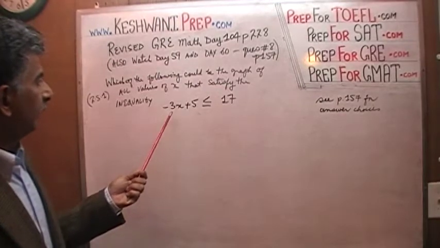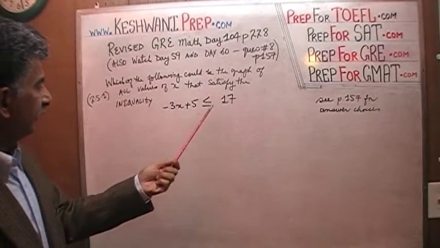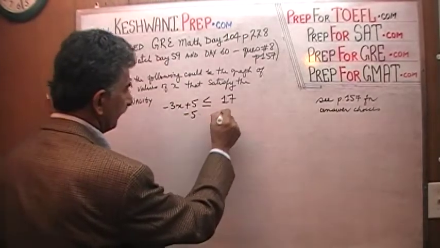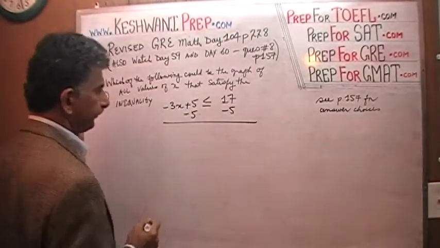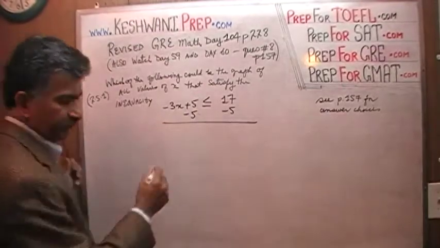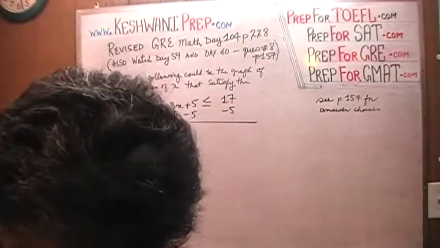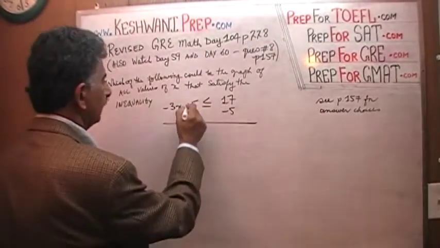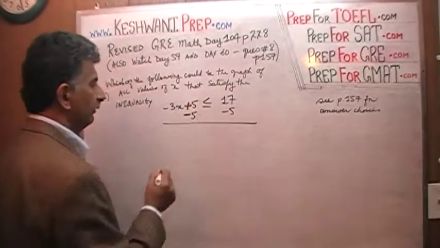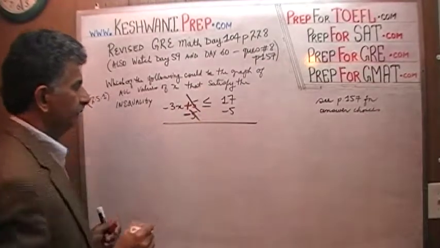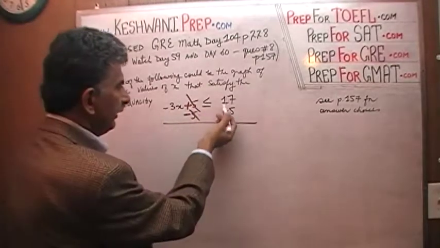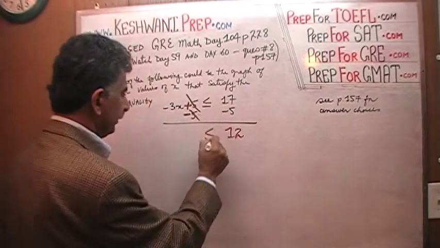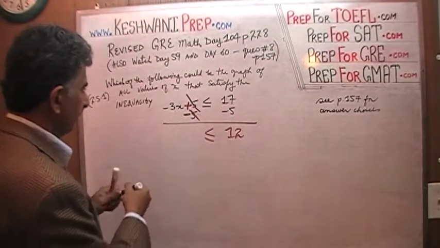Okay? So here's the inequality. Very first thing we need to do is subtract 5 from both sides, so that we can get rid of this 5 here. So now we have positive 5 and negative 5 here. It drops out. And here we have 17 minus 5, we get a 12. 12 is less than or equal to, and this negative 3x comes down.